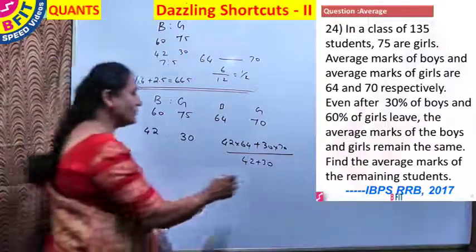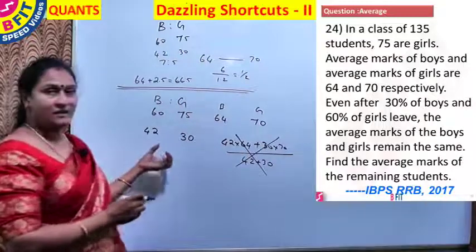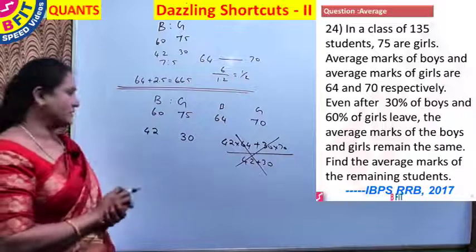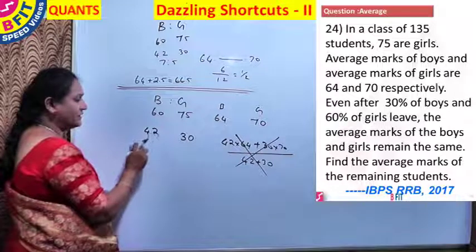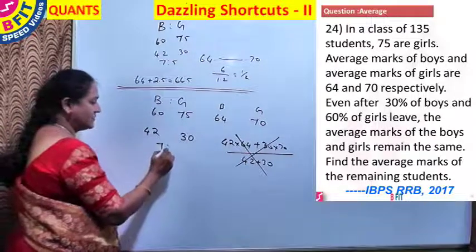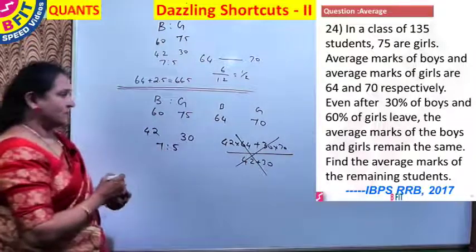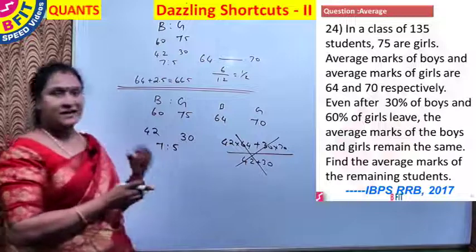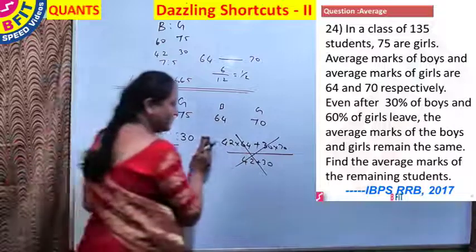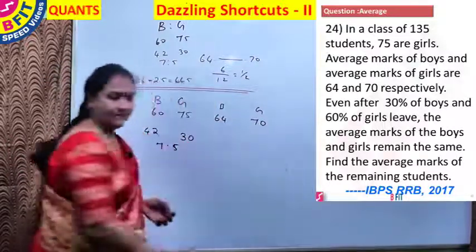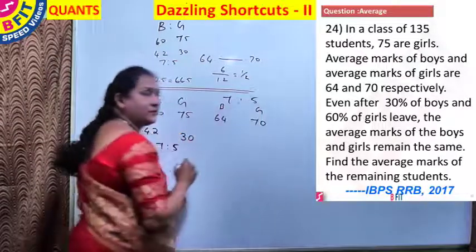So instead of going for this working, we can just take the ratio of the remaining boys and girls. What is the ratio here? 42 boys, 30 girls. The highest common factor is 6. 6 into 7 and 6 into 5. And now the ratio is there. By this allegation process, you can understand the question. So no need to do all these workings. Boys we have 7 parts and girls 5 parts.